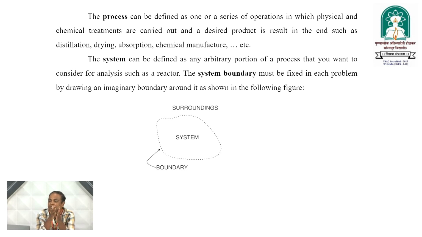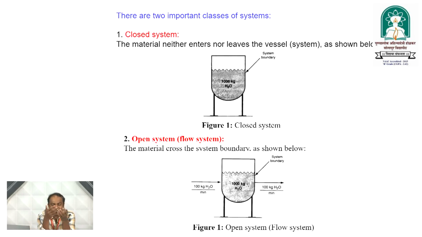A system is an arbitrary portion of a process, or the process might be continued in a system. The system is that portion where the process is going on. I am saying this in the easiest language. So, a system is an arbitrary portion of a process. Similarly, as you already know, the system has a systematic, imaginary boundary. We also have to know that there are two different types of systems.